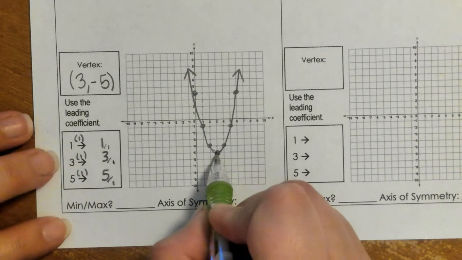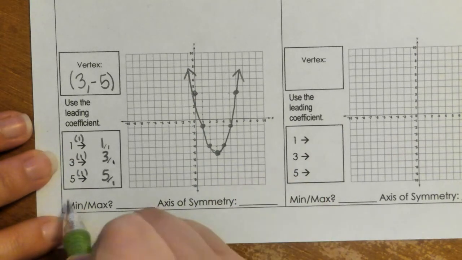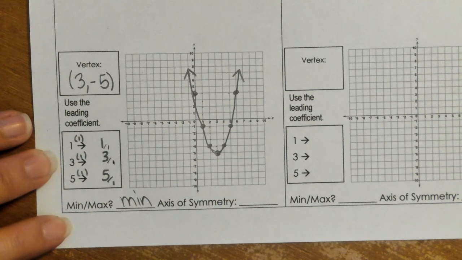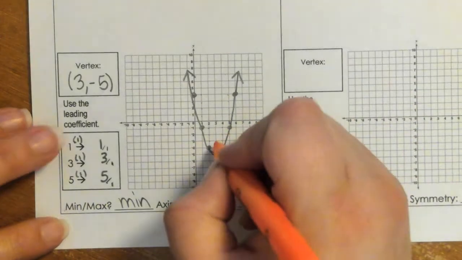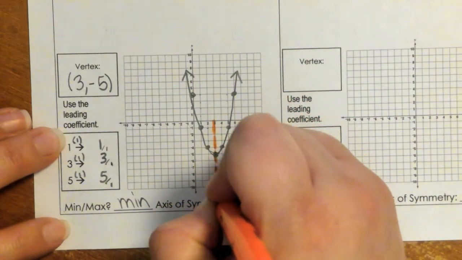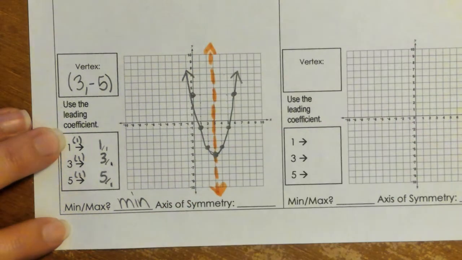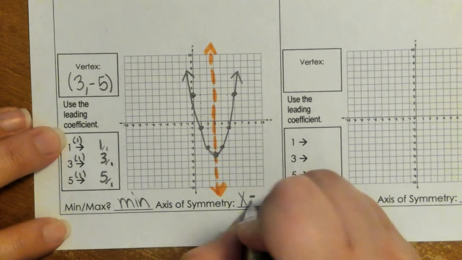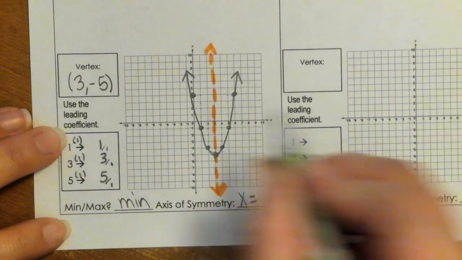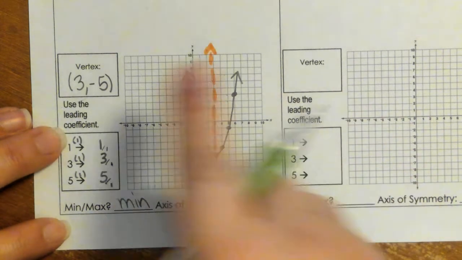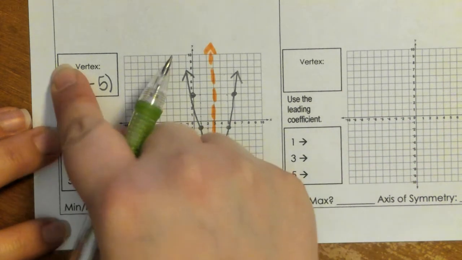I see that that's a low point where the vertex is at, so low point is a minimum. And the axis of symmetry goes through the vertex. And so that would be x equals, it's a 3 that it goes through, and we can see that that's also what the x value is here in the vertex, and they always match.